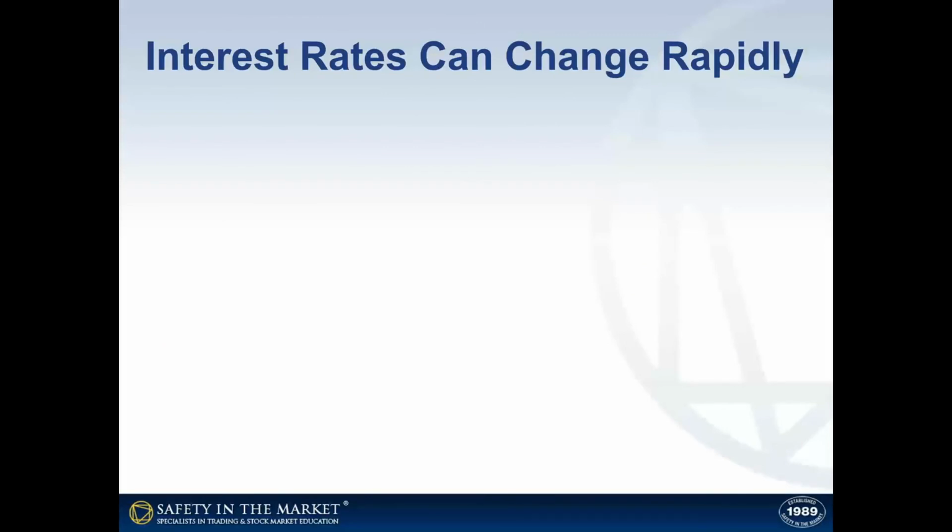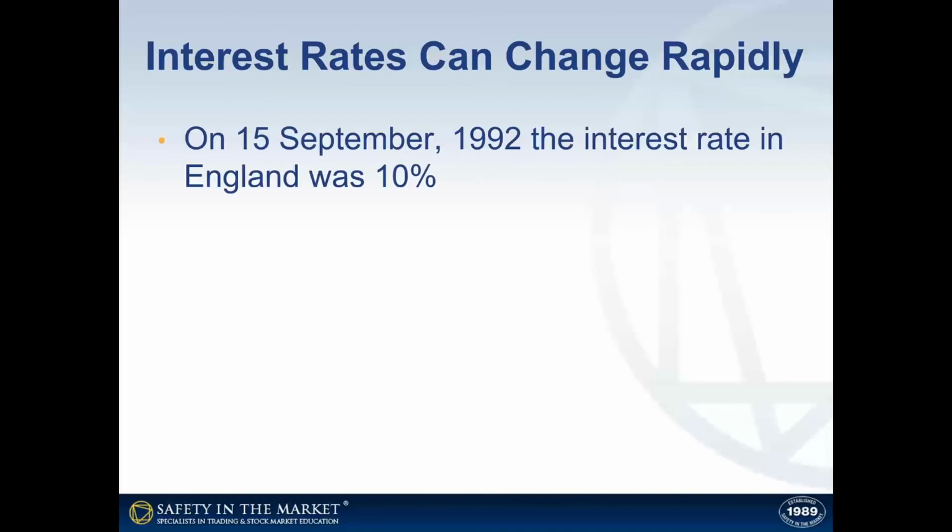Interest rates can change rapidly. There's a narrative going around Australia at the moment that the government or the RBA won't allow interest rates to rise too quickly because it will crash the property market or it will kill the economy and all these sorts of things. And they say, oh, interest rates, if they do go up, they'll just go up a little bit at a time. Well, I want to show you an example of just how rapidly interest rates can rise. And again, this goes back to the 1992 British pound crash. On the 15th of September 1992, that's the day before the crash, the interest rate in England was 10%.